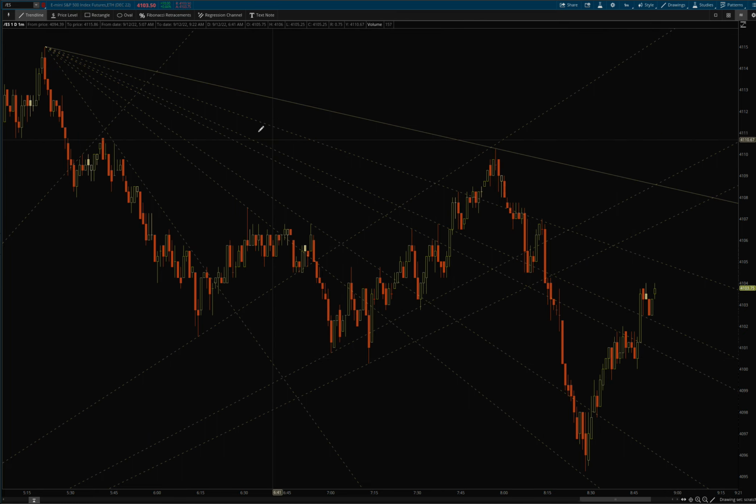So that's how these historical trend lines can be incredibly powerful for figuring out where the pivots are, where price is going to turn.